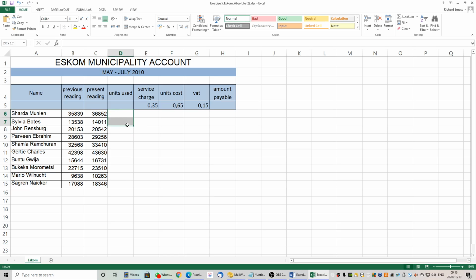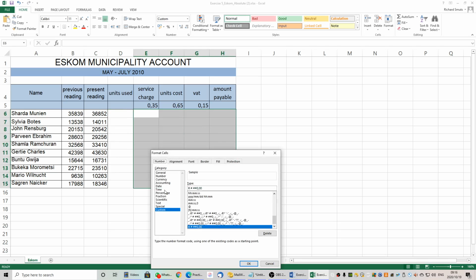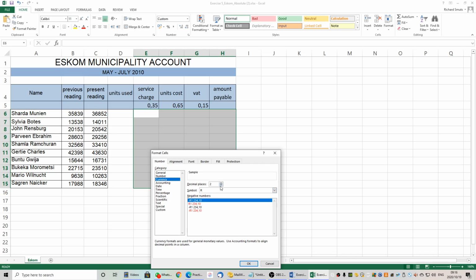The first thing I want to do is to convert all of this to currency, because we're going to accept the units used. We're going to be working in rands. So format cells, currency, I'm going to use 0 decimal places.